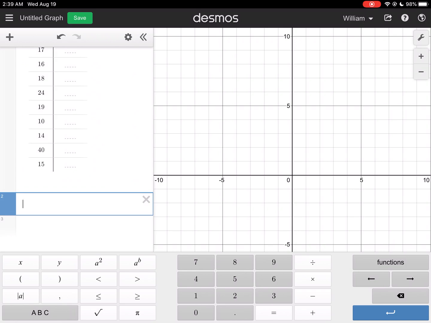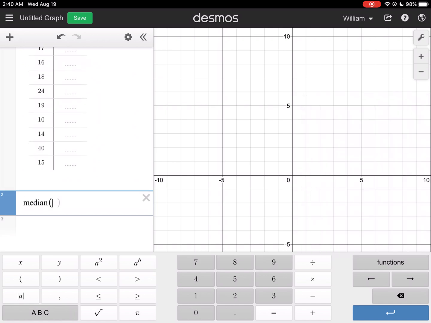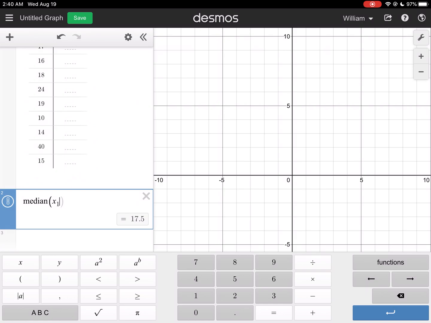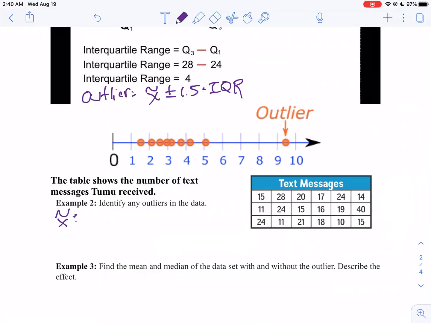Okay, welcome back. Now, in the functions, our median is in the first column, second row. We're going to find the median of x1. Well, the median of x1 is 17.5. So I'll write that down. And then I'm going to do quartile 1.